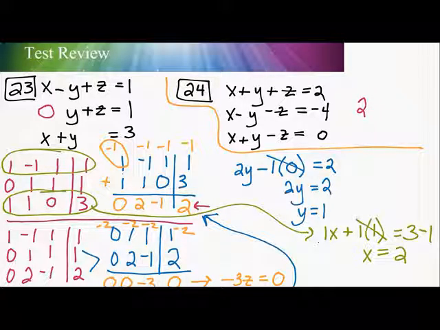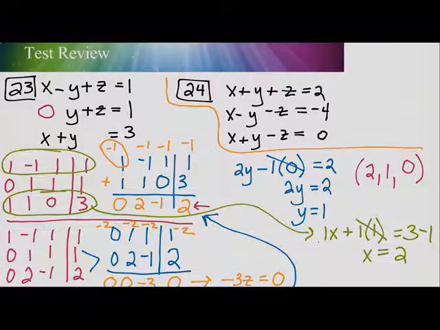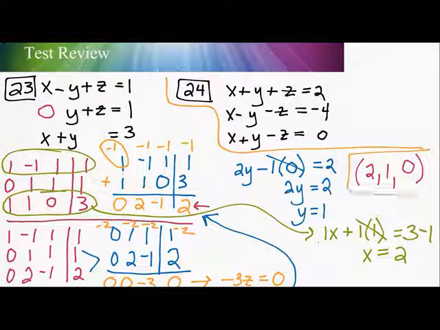So let's see here. Maybe I'll put this answer somewhere else. x is 2, y is 1, and z is 0. And that's my final answer: 2, 1, 0.